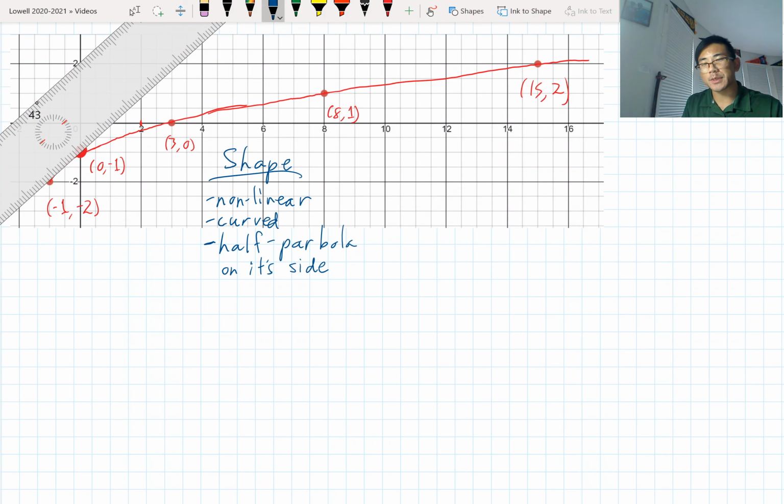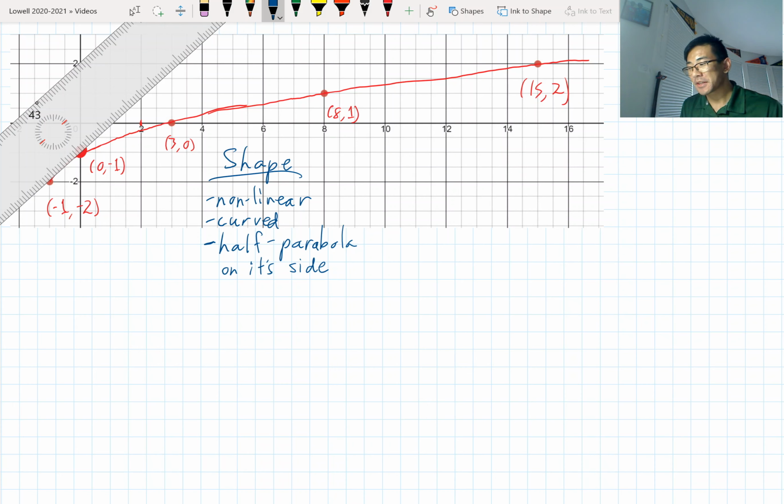If you want to be even more specific, that I spelled out parabola, it's half a parabola that is opening not up or down now, but to the left in this case. So it's a half parabola on its side, opening to the left, and more specifically, it'd be the top half. But we don't have to be that specific.